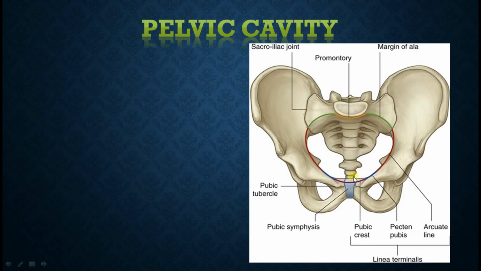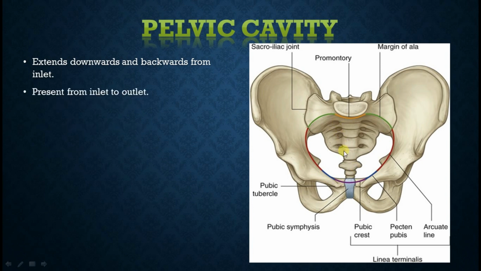Coming to the pelvic cavity, deep to the inlet, what you see is the pelvic cavity. It extends downwards and backwards from the inlet, an extension from the inlet to the outlet. So in front it is mainly formed by the posterior surface of the body of the pubis and the rami.